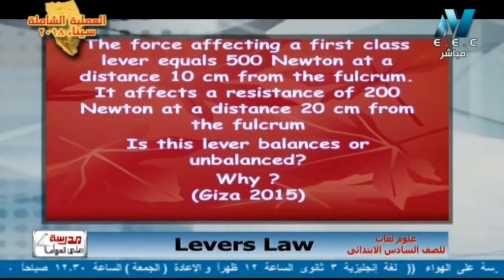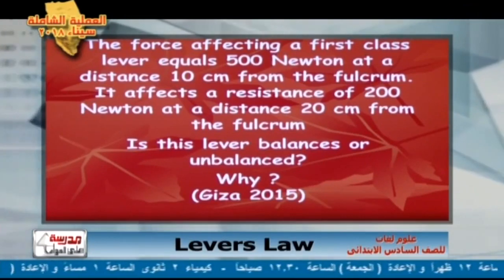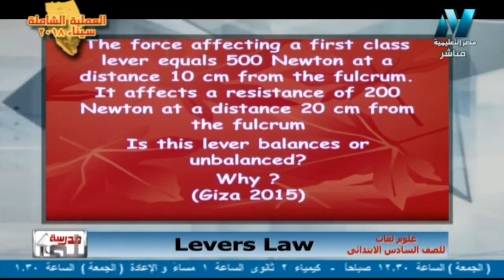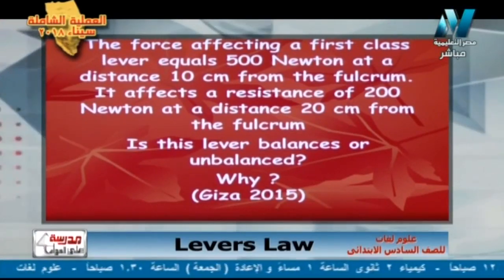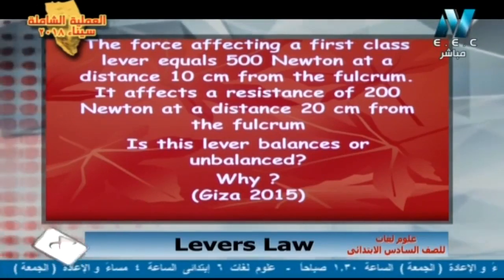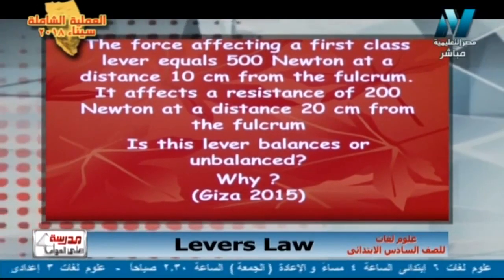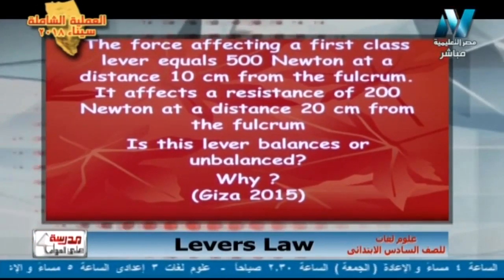Okay, the force affecting a first class lever equals 500 Newton at a distance 10 centimeter from the fulcrum. It affects a resistance of 200 Newton at a distance 20 centimeter from the fulcrum. Is this lever balanced or not? I'm sure most of you are amazed by this problem, because in this problem I have 4 values. So how can I solve this problem?